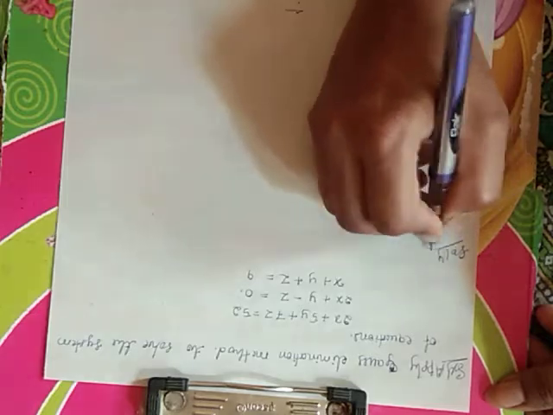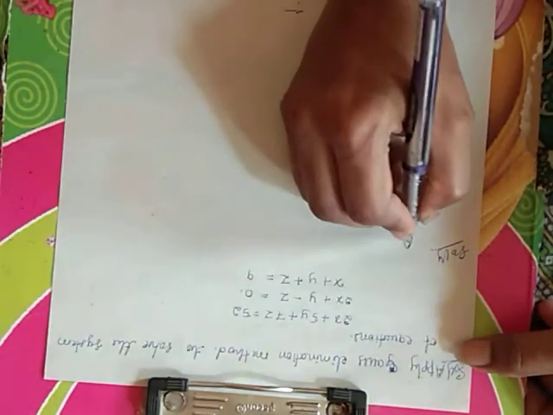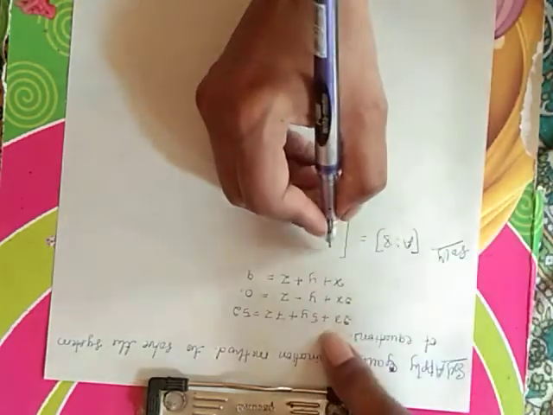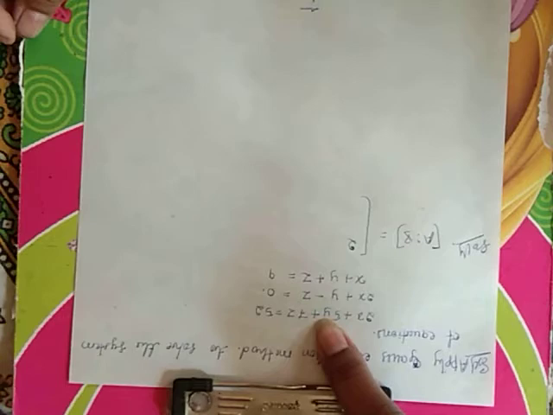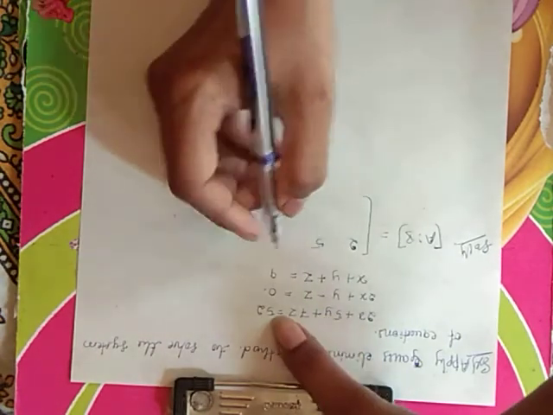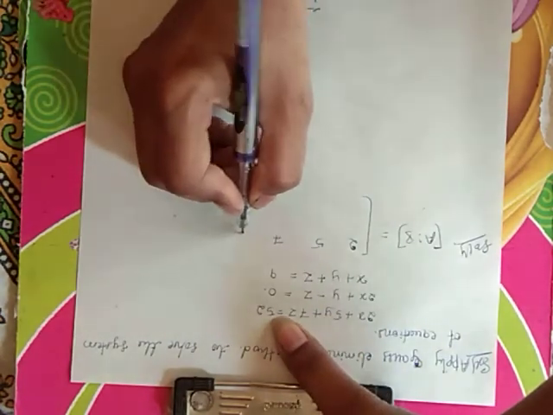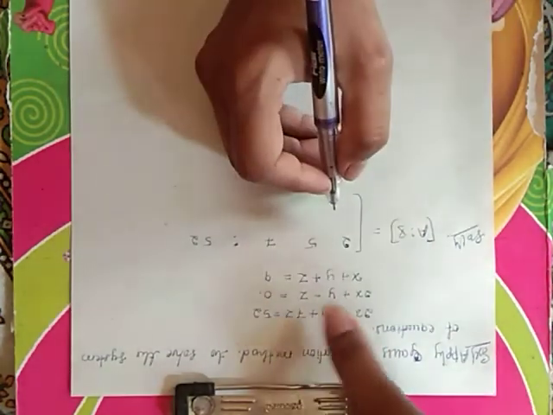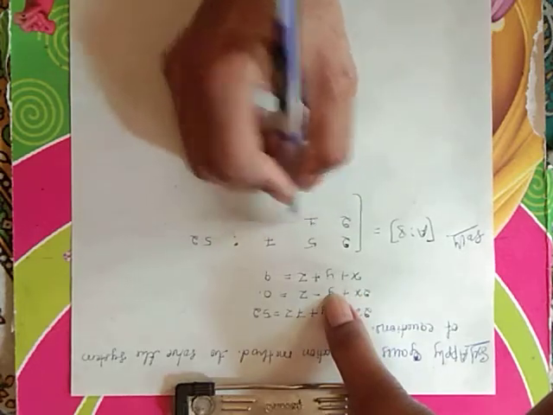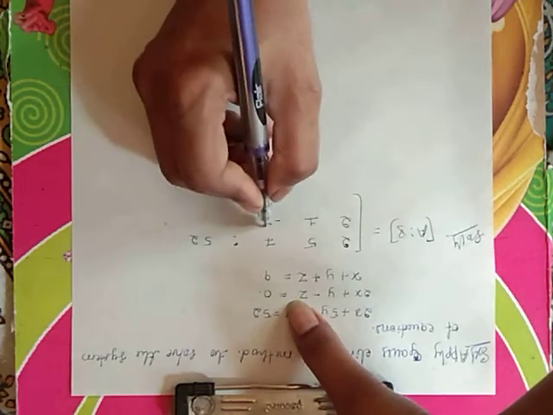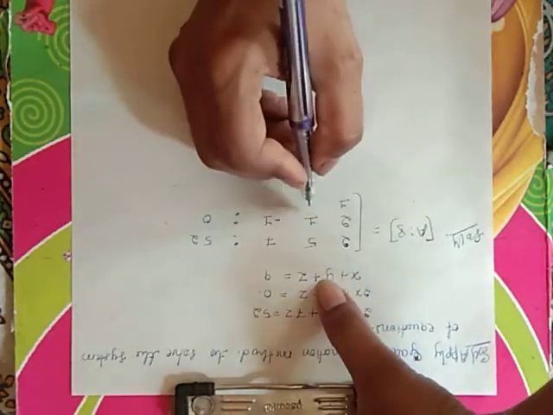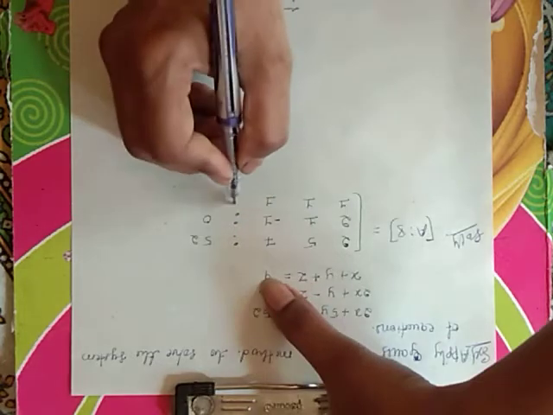Write down the solution. Again, write down the augmented matrix first. So our augmented matrix is: coefficient of x is 2, coefficient of y is 5, coefficient of z is 7 and RHS is 52. Next, coefficient of x is 2, coefficient of y is 1, coefficient of z is minus 1, 0. Then coefficient of x is 1, coefficient of y is 1, coefficient of z is 1, 9.